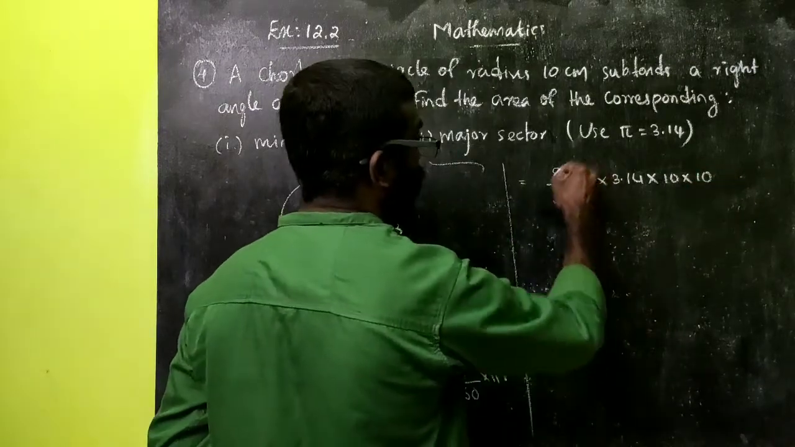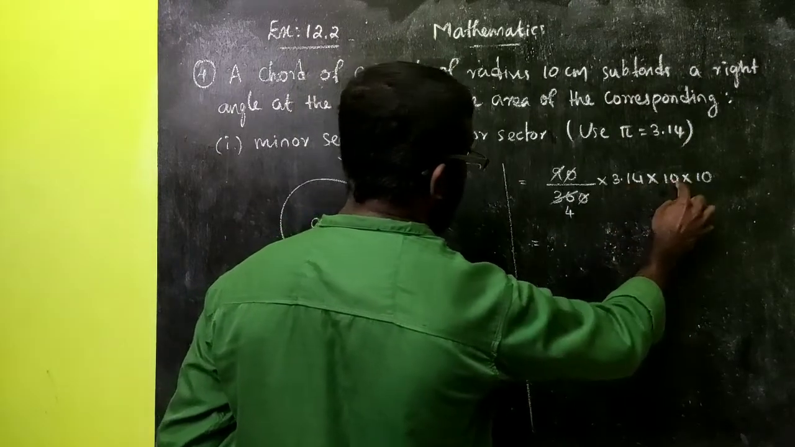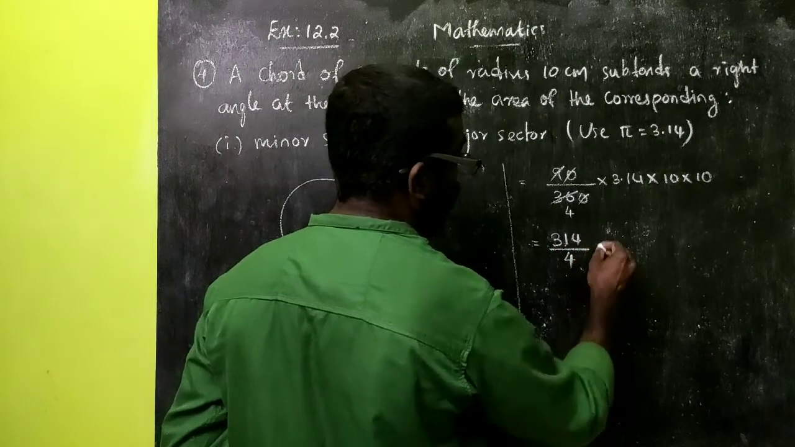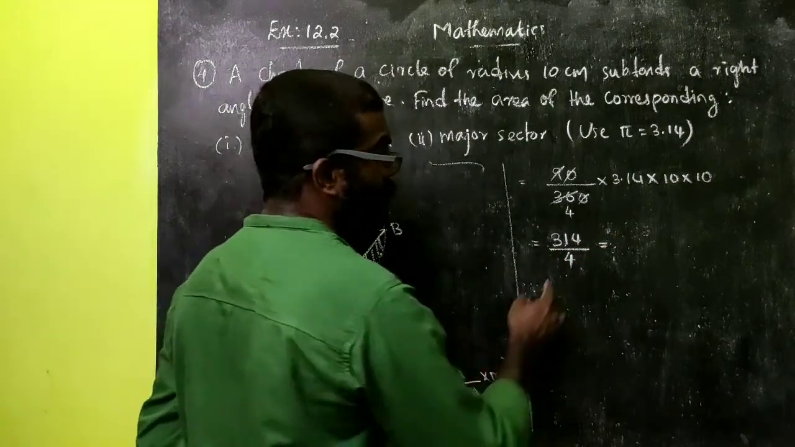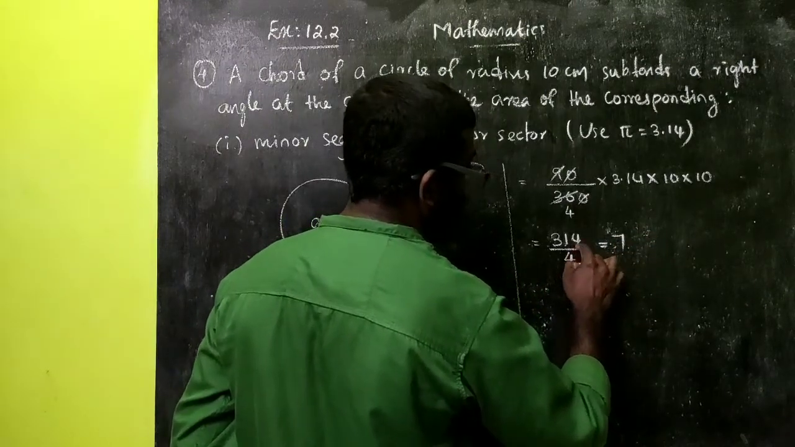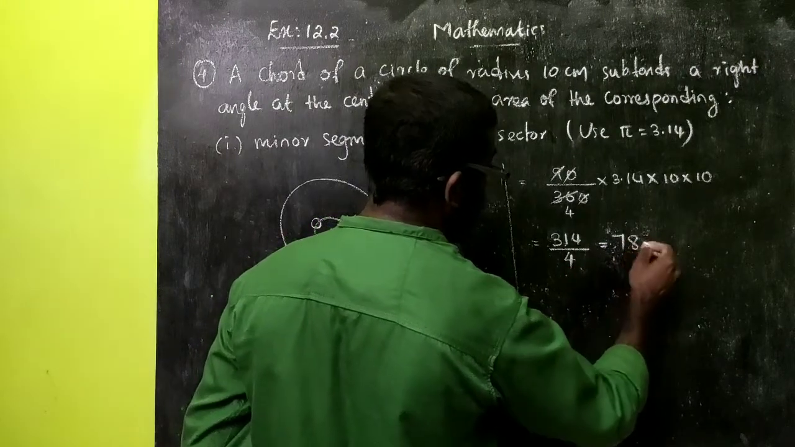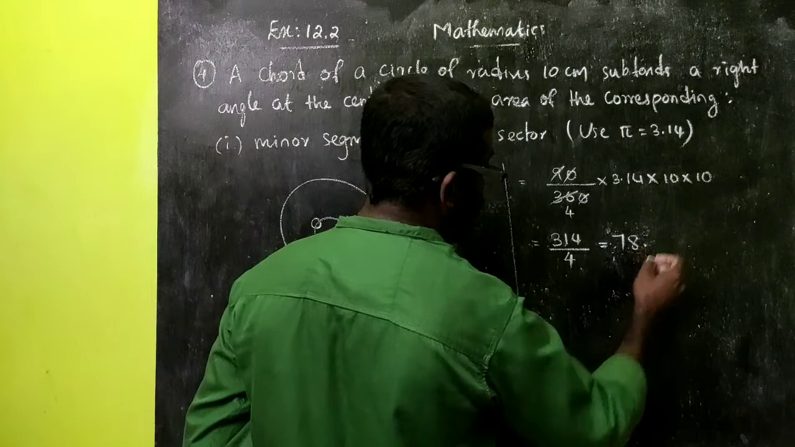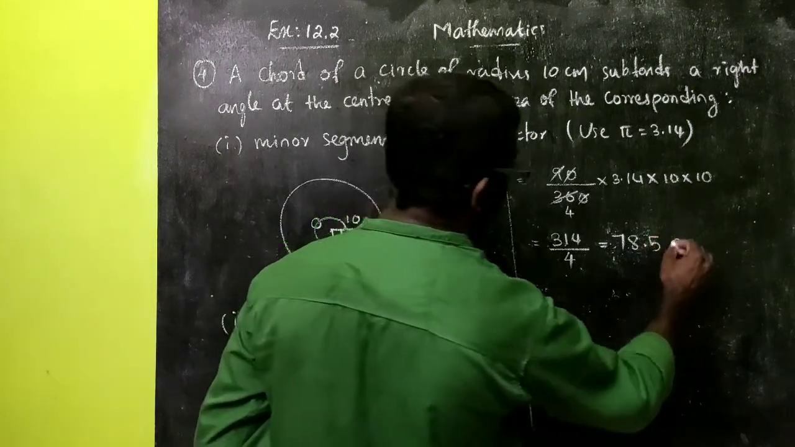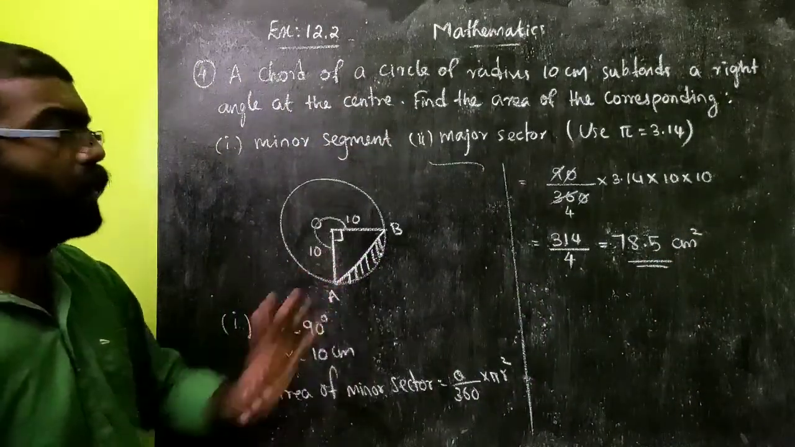This we can cancel. 9 4s are 36. So 3.14 into 100, that is 314 divided by 4. Or we can divide this one. 7 4s are 28. 3 balance 34. 34, 8 fours are 32. 2 balance 20. 5 fours are 20. So 78.5 centimeter square will be the area of the minor sector.